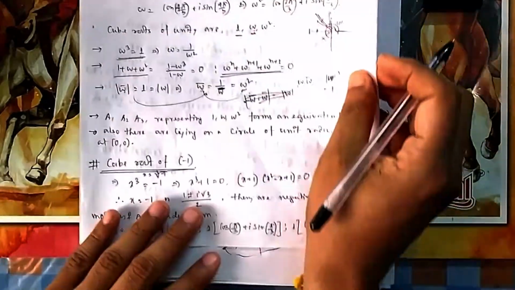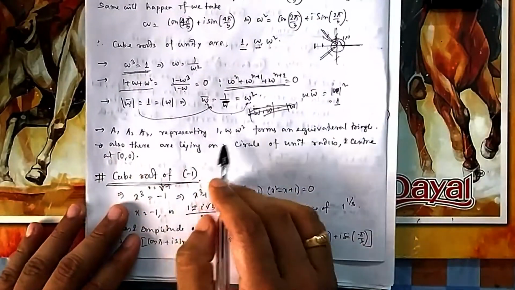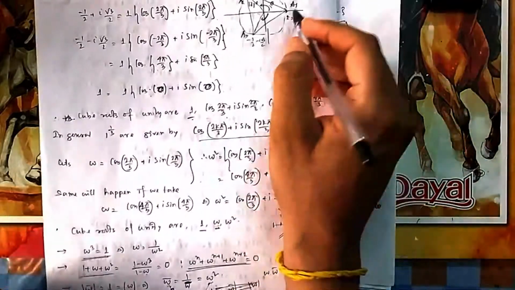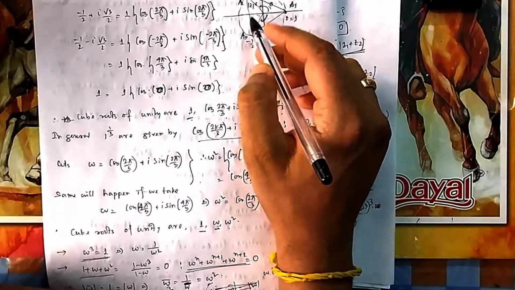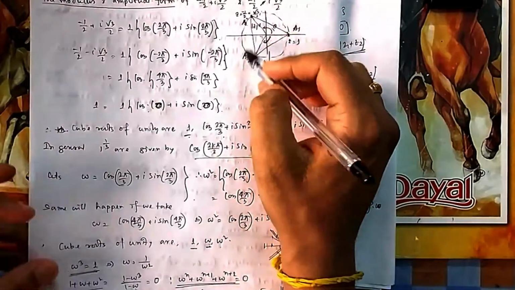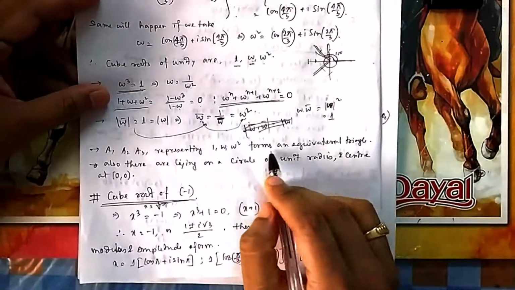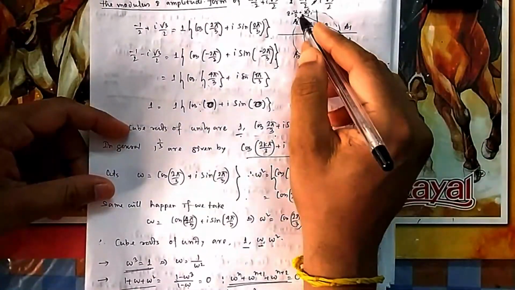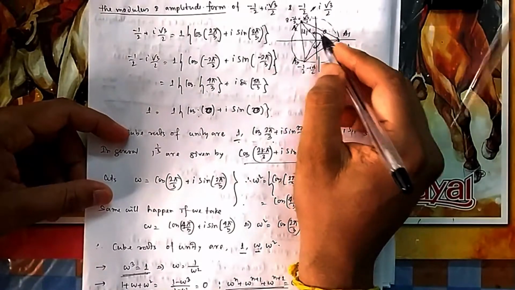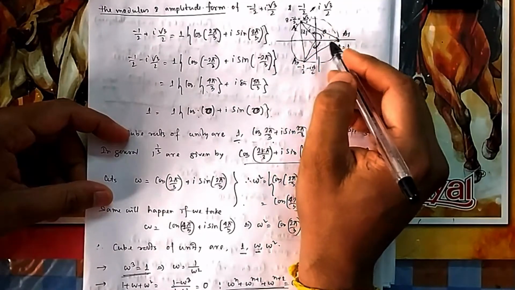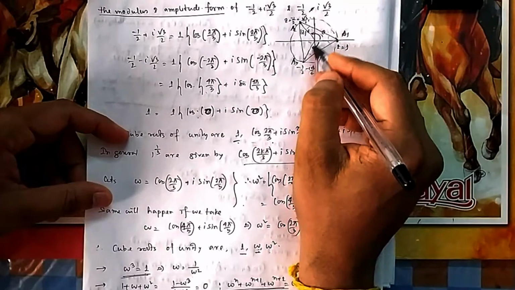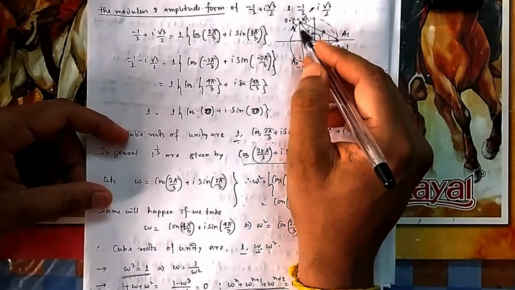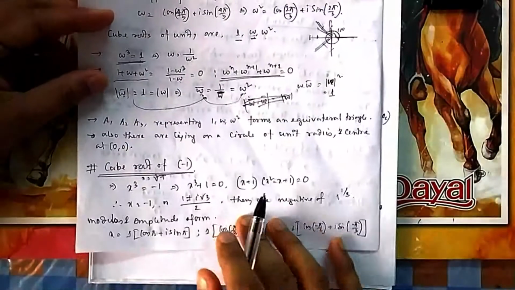Okay, now if you see these 3 points, A1, A2, A3, this represents 1, omega and omega square in the Argand plane. You can take this one omega, then this becomes omega square, any one. They form an equilateral triangle. I have told you these 3 will be an equilateral triangle because this angle is 120, so these 2 will be 30, 30. This will also be 30, 30 because these are the same. So this angle will be 60, this 60, this 60. So they are an equilateral triangle.